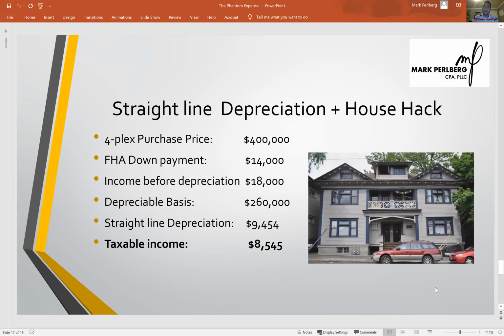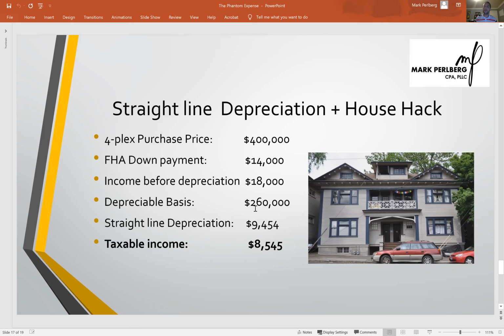Here's another example. Another popular real estate strategy is the house hack, right? You live in one unit or room and you rent out all the other units or rooms. So in this instance, let's say we bought a fourplex for $400,000, financed with FHA at 3.5% down, $14,000 down. Our income before depreciation is $18,000.